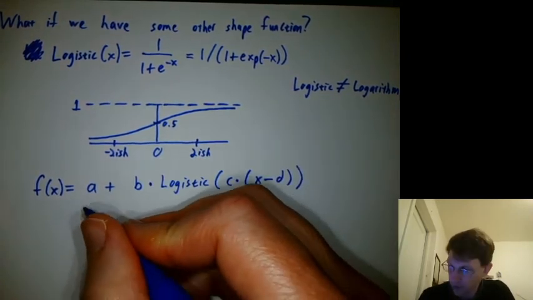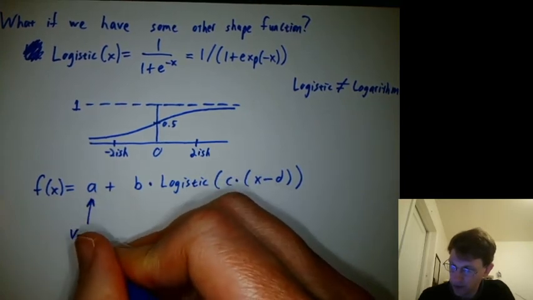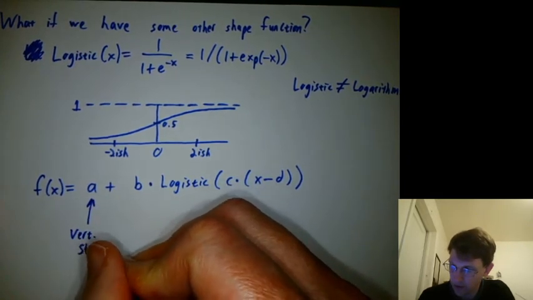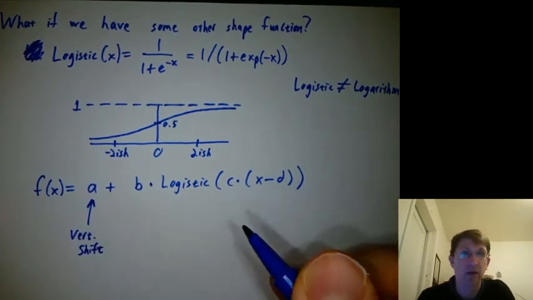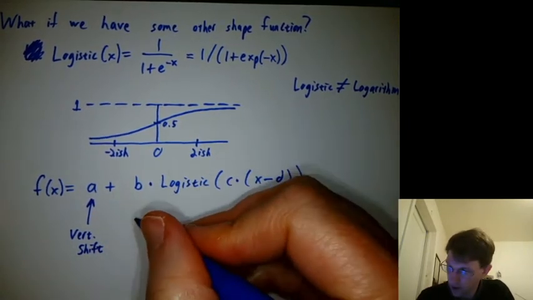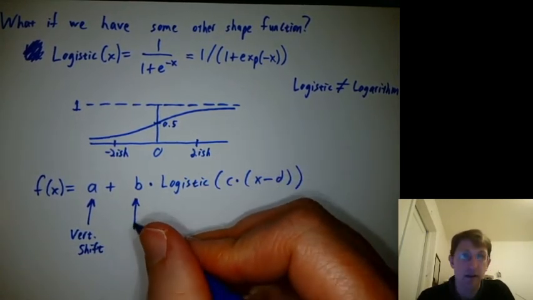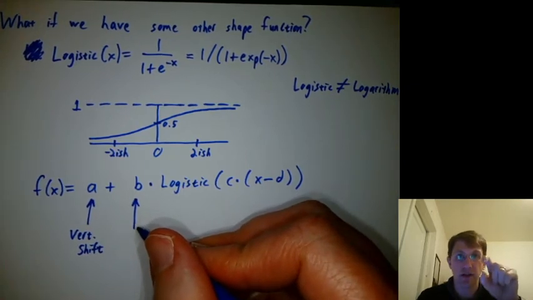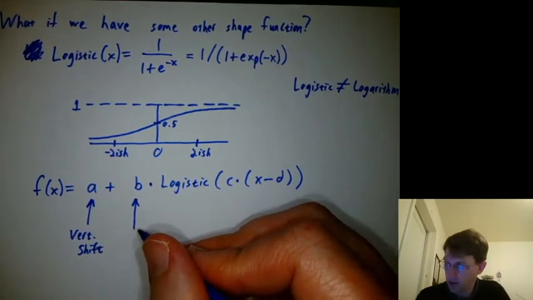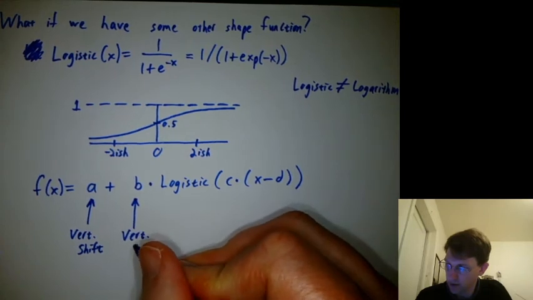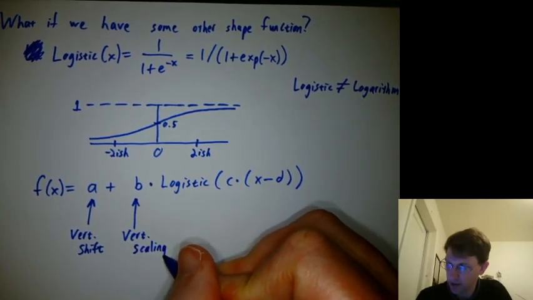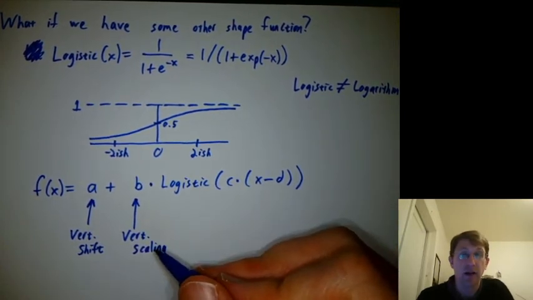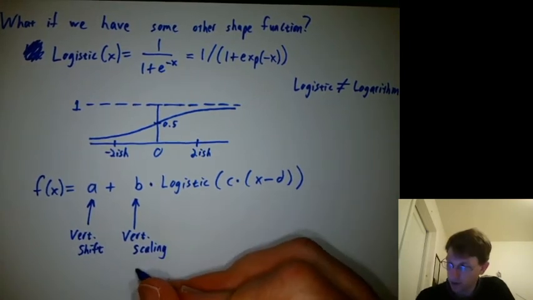Okay, welcome back from pausing. So A here is a vertical shift, or some people call it a vertical translation. B is a vertical scaling. It makes it taller or shorter. Or some people call it a dilation. It's a lot like an amplitude for a sine wave.